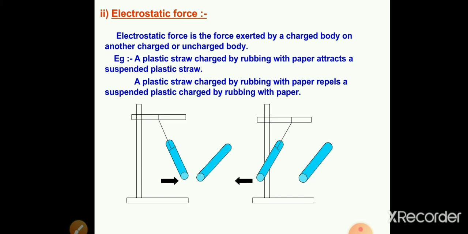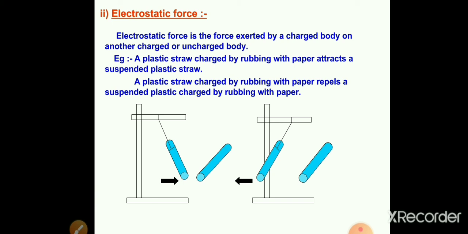If you have not done this activity, try to do it. Take a ruler, rub it on your hair and keep some bits of paper on a table. Bring the plastic ruler which you have rubbed on your hair towards the bits of paper. You can see that the bits of paper are attracted towards the ruler.